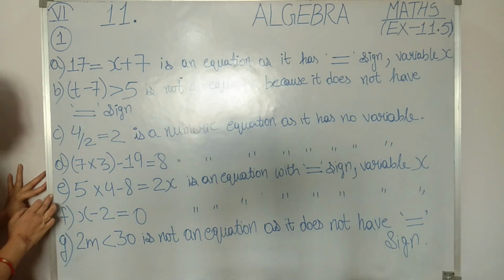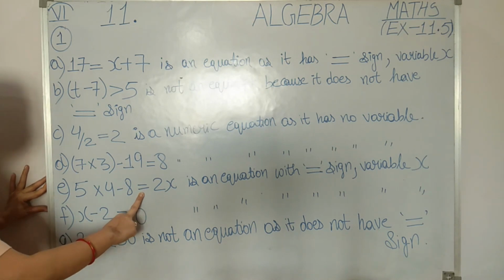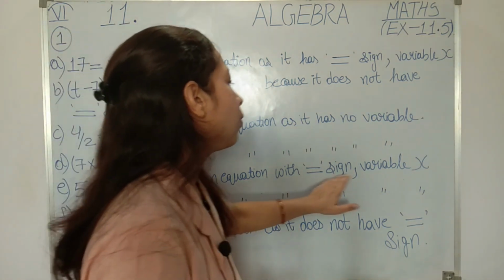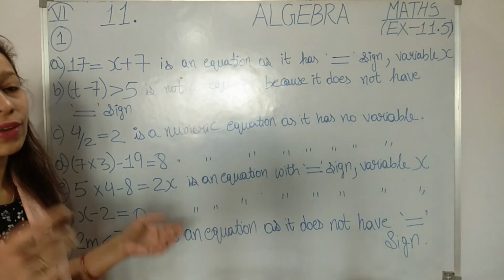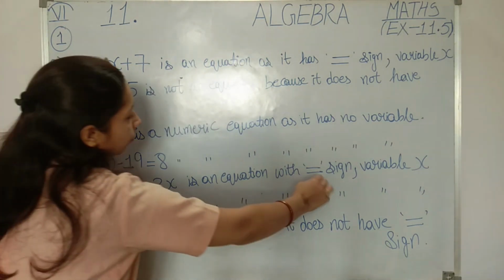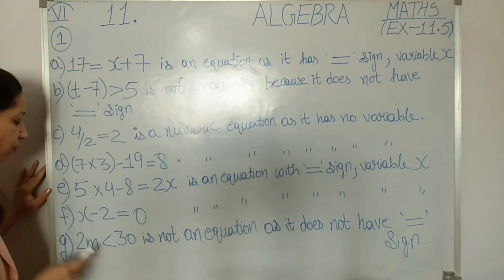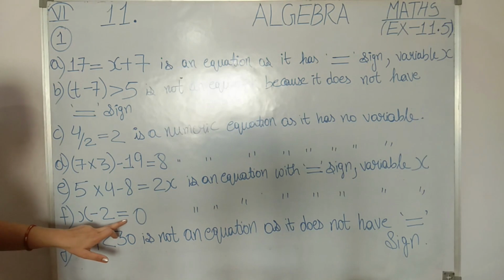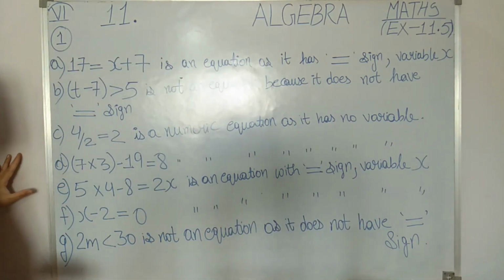Got it? Point number E, 5 into 4 minus 8 equals 2x. First thing, equal to sign is there, so it is an equation, and also with variable x. So we have written: is an equation with equal to sign and variable x, because in the question we were asked to give the reason why it is an equation. So with this equal to sign we can prove that it is an equation. Okay. Then point number F, x minus 2 equals 0. Again equal to sign is there, so it is an equation with variable x. So we have written here: is an equation with equal to sign, variable x. Same line you are going to copy for this.